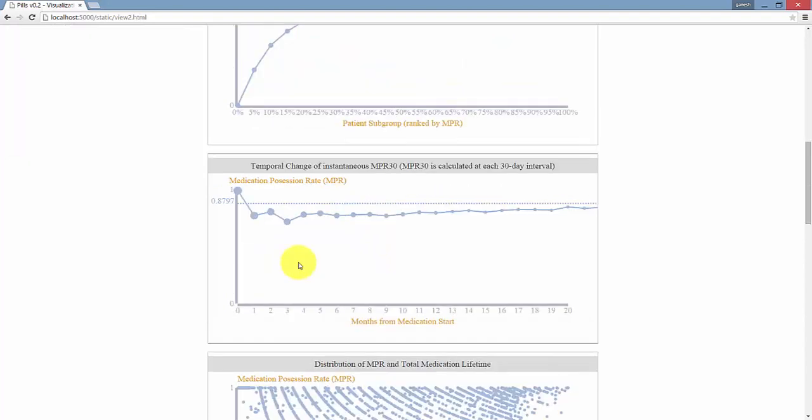This graph shows medication possession rate versus months from medication start date. The size of the dot shows the number of patients. As you can see, the number of patients decreases over time, and also their adherence pattern changes over time.